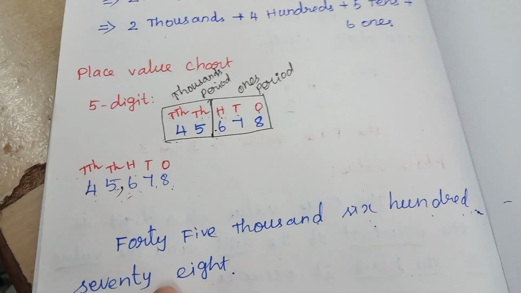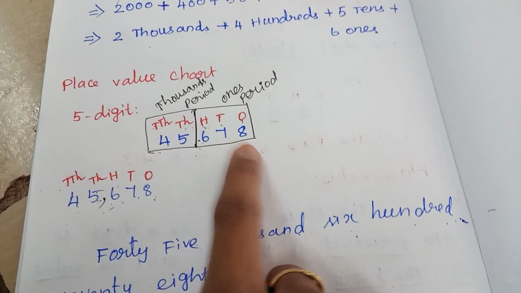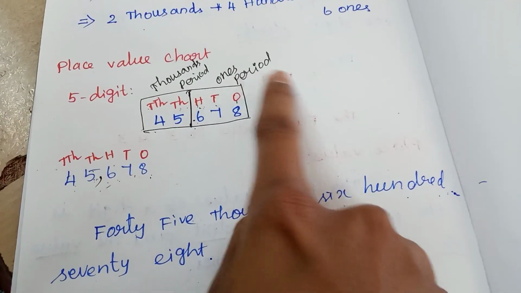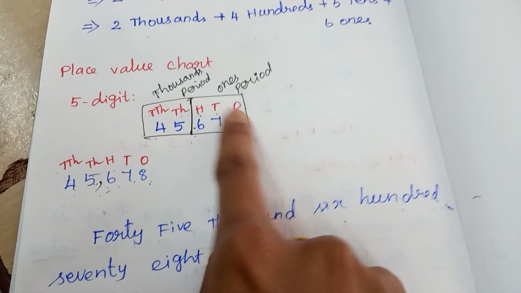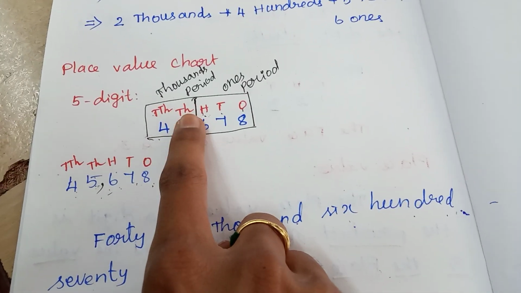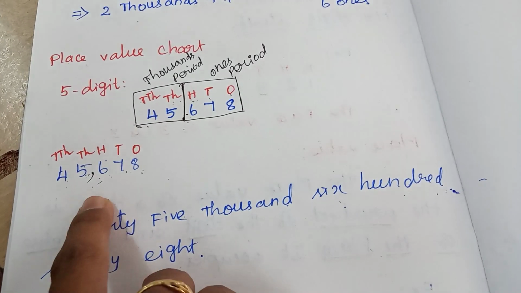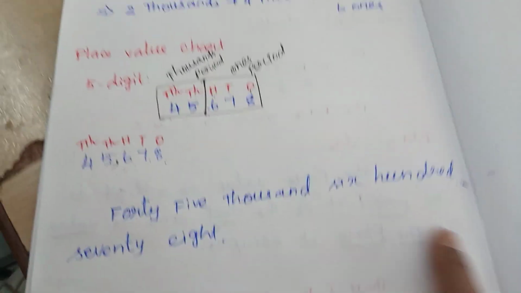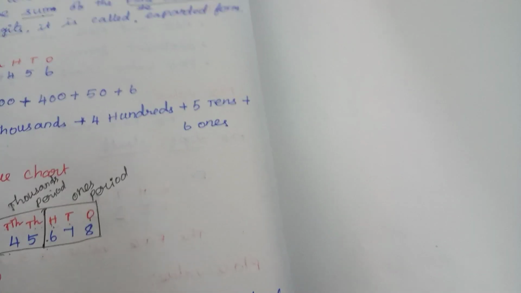Do you have any doubts in this? So in 5 digits we have two groups. One is the ones group, another is the thousands group. Ones group means hundreds, tens, ones; thousands group means ten thousands, thousands. First we have to put the commas using the place value chart. Do you have any doubts in the 5-digit number? Okay, super. So next we move to the 6-digit number.